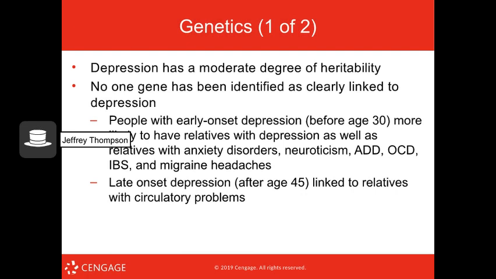So there is a moderate degree of heritability, but there's not one gene that's the depression gene. People who have early onset depression are more likely to have relatives that have had depression or currently have depression, as well as relatives with anxiety disorders, neuroticism, ADHD, OCD, IBS, irritable bowel syndrome, and migraine headaches. Late onset depression, so if it comes after the age of 45, is linked to relatives who have issues with their circulatory system.